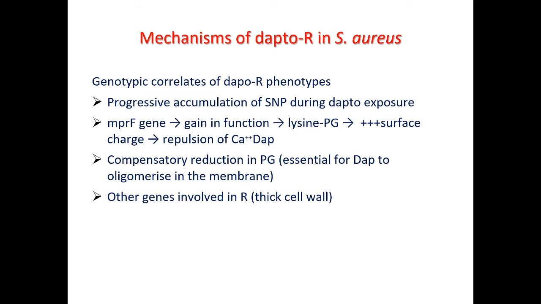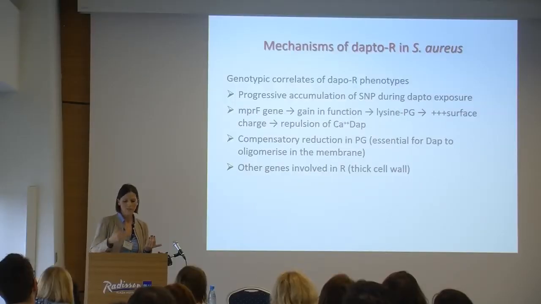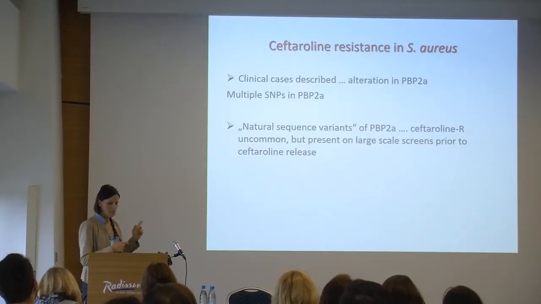So this gain-of-function mutation causes the phosphatidylglycerol, which is part of the cell membrane, to get lysinated. And this is a positively charged molecule, and the bacteria flip this molecule out to the surface, and this is why the bacteria get positively charged on the surface and repel calcium-daptomycin. And on the other side, when phosphatidylglycerol becomes lysinated, we have a lack of phosphatidylglycerol, but this is necessary for daptomycin to act, because daptomycin interacts with PGs in the membrane. So this is kind of a double effect, double resistance mechanisms.